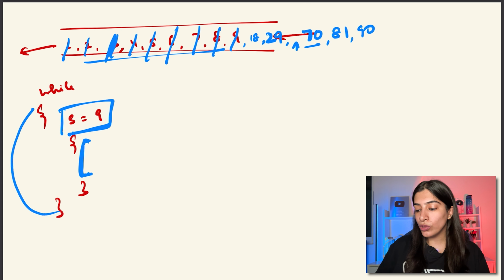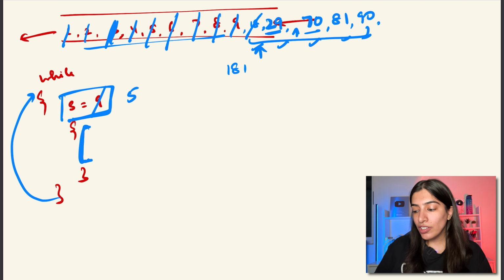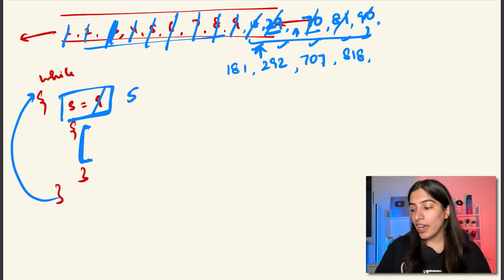Now I am going to go to the next iteration of the while loop, and my s is going to become 1, 2, 3, 4, 5. Now s is 5. And then I'm going to start picking these elements one by one. So if it is 18, I can now push 181. Similarly, I will pick up 29 and I will push 292. Similarly, I will push 707. Similarly, I will push 818. Similarly, I will push 909.